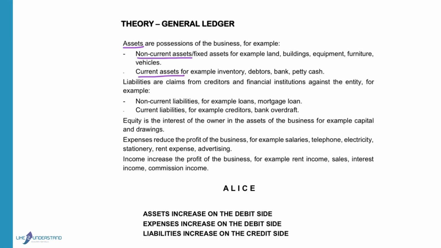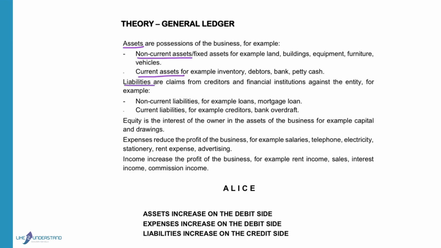Current assets change all the time, and there will be an increase or a decrease in inventory and debtors every time we buy or sell goods, and in the bank every time we pay. So those are the current assets that change regularly.